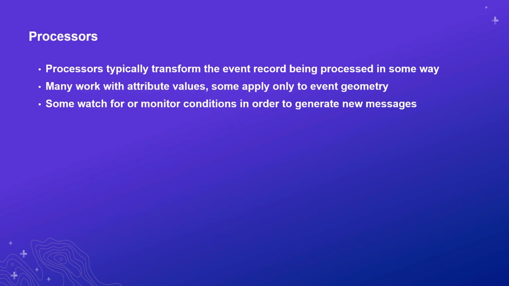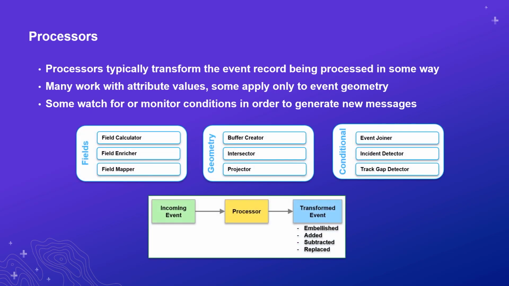Filters are different from processors in that the job of a filter is to discard an event record which fails to satisfy some condition. Processors, on the other hand, usually modify an event record in some way. Some work primarily with attribute values, while others work only with an event record's geometry. For example, if you wanted to convert a value in degrees Fahrenheit to Celsius, you would use a field calculator. If you needed to enrich an event record with values from a secondary table, you would use a field enricher.